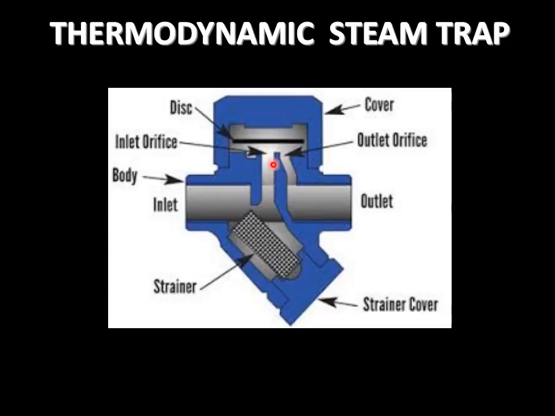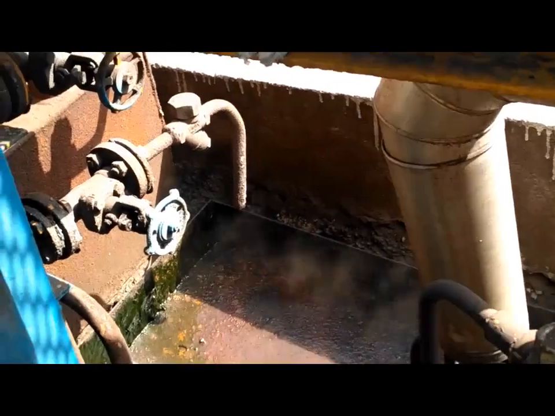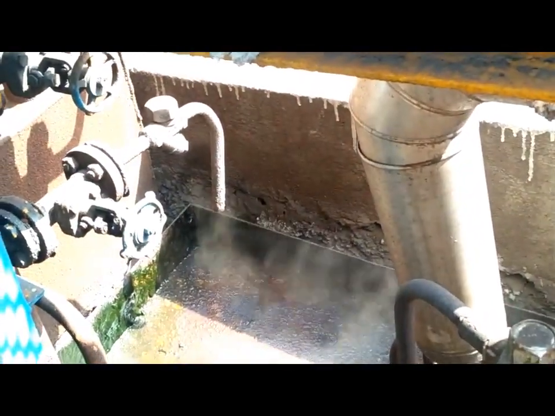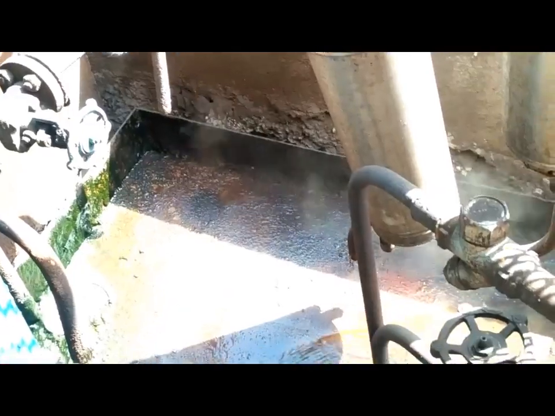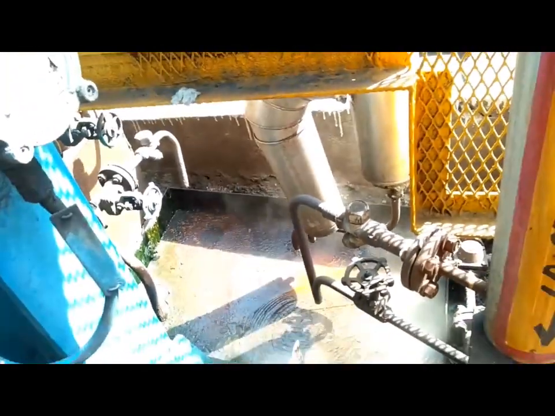And because of the difference in pressure, this disc again moves back to its original position, thus closing the connection between the inlet and the outlet orifice. So it prevents the steam from escaping the steam trap and only allows the condensate to move from the inlet orifice to the outlet orifice. This is a thermodynamic steam trap, and this one is also a thermodynamic steam trap.